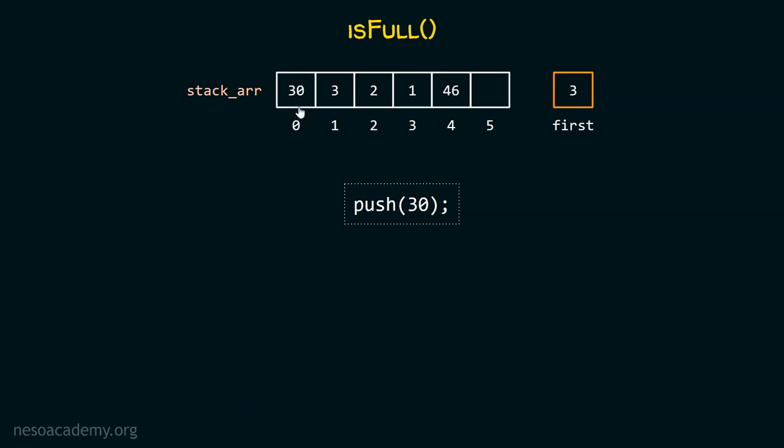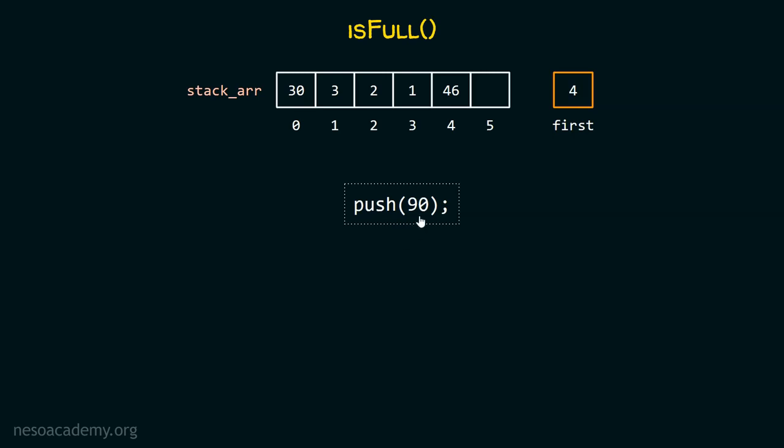Now, apart from this, first variable will get updated. Isn't that so? This value will get replaced by 4 because this is the new status of the first inserted element. Our first inserted element is now at index 4. Isn't that so? Now again we will call the push function.